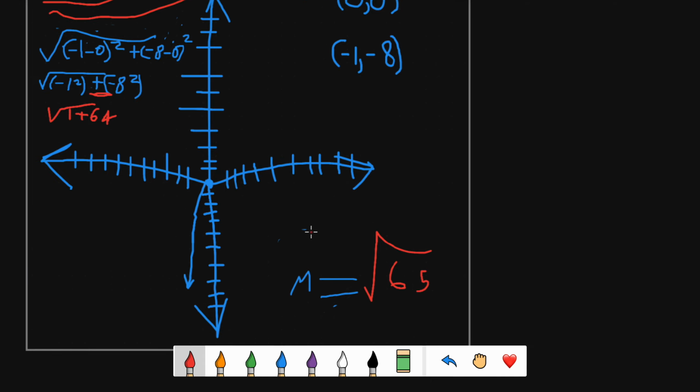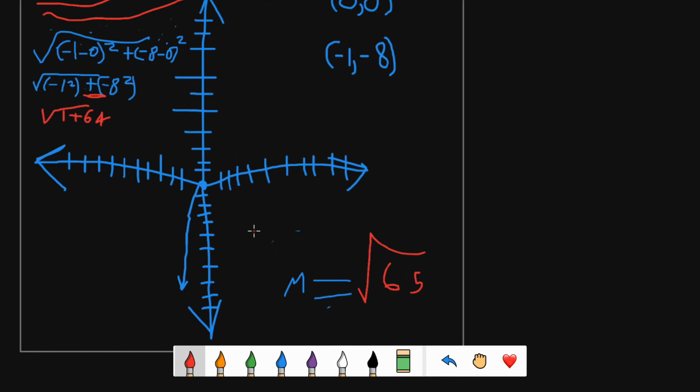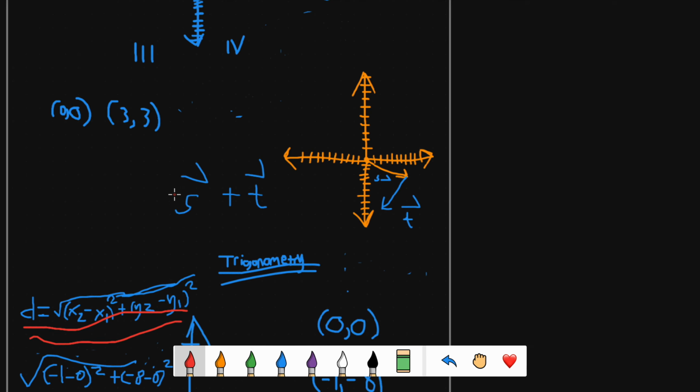So this is the answer. Let's say if we have to factor this out, it'd be 13 and 5, since 13 times 5 is 65. And then how could you factor 13 and 5? How do you factor 13? How do you factor 5? That's what I'm saying.